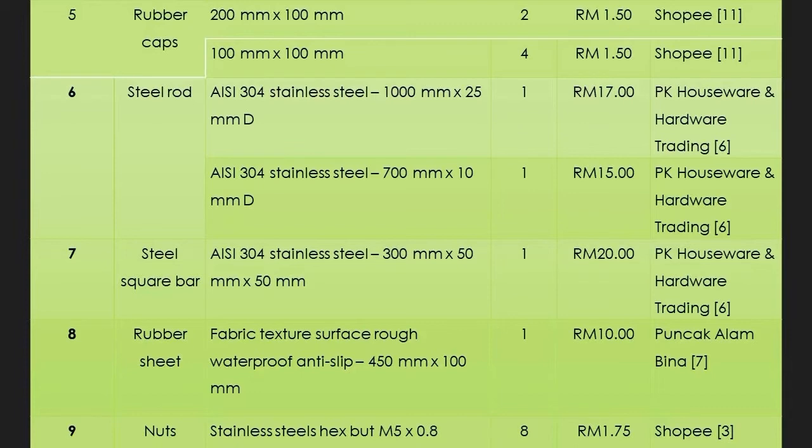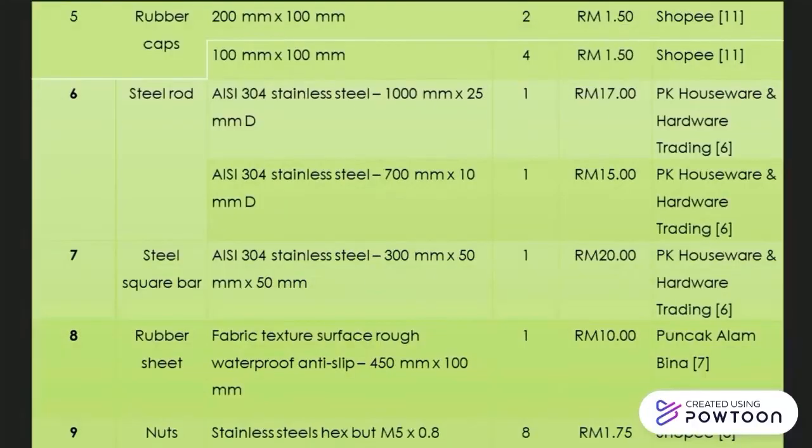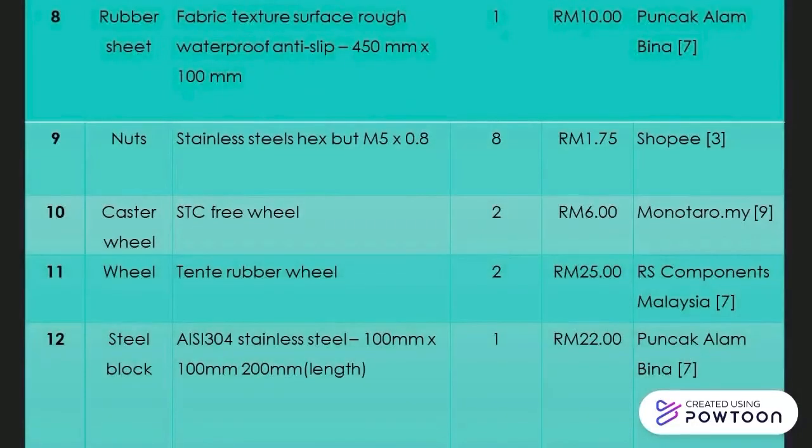Part number 8, rubber sheet. We use fabric texture surface, rough, waterproof, anti-slip, costing 10 ringgit. Part number 9, nuts. We use stainless steel hex nuts M5 × 0.8 with 8 in quantity, each costing 1 ringgit and 75 cents. Part number 10, caster wheel. We use STC free wheel, 2 in quantity and each costs 6 ringgit. Part number 11, wheel. We use Tentra rubber wheel, 2 in quantity and each costs 25 ringgit. Part number 12, steel block. We use SS 304 stainless steel, costing RM22.